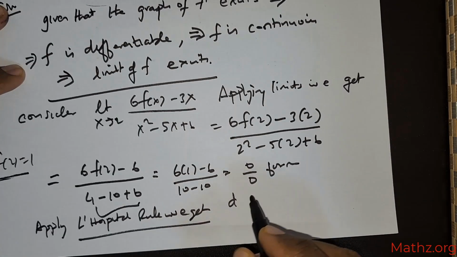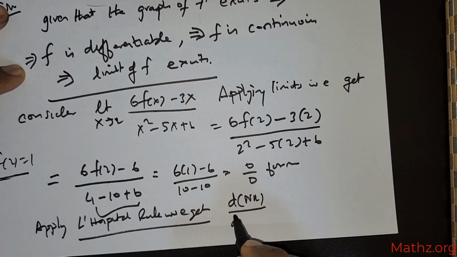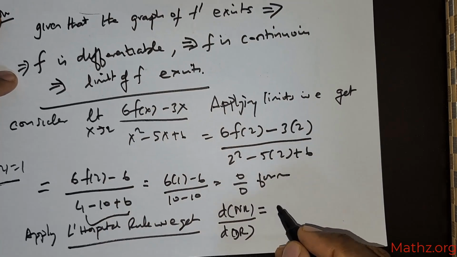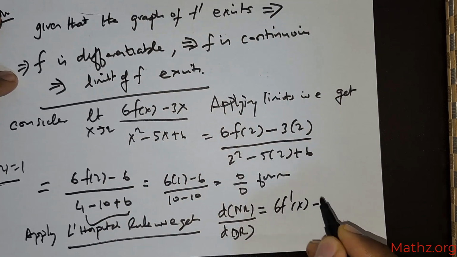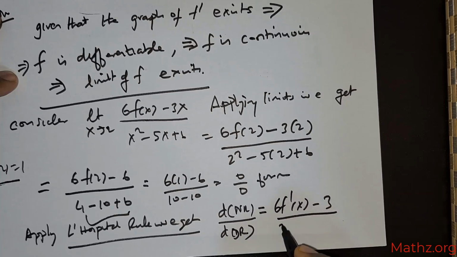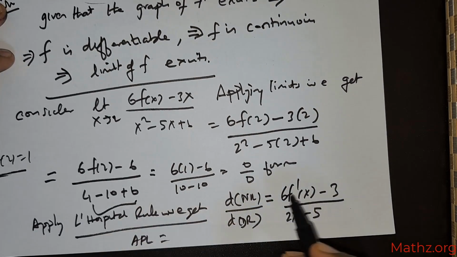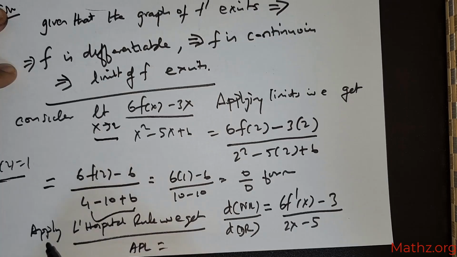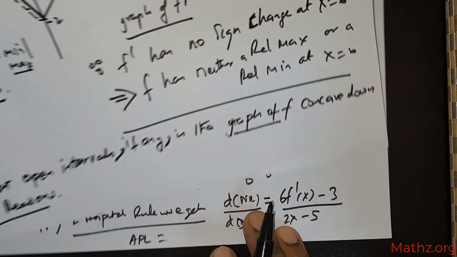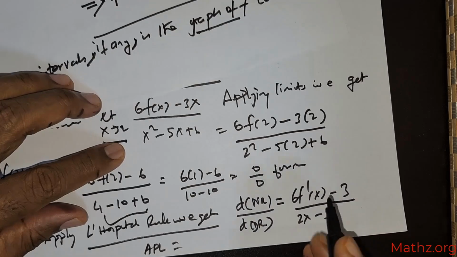Applying L'Hopital rule means what? Differentiating the numerator and then differentiating the denominator. So the differentiation of the numerator is going to be 6 times f dash of x negative 3, divided by 2 times x negative 5, which is the derivative of the denominator. We have to apply the limit, so I'm going to state it like this. Applying limits for what value? x is equal to 2. Now go back to the graph and find what f dash of 2 is.